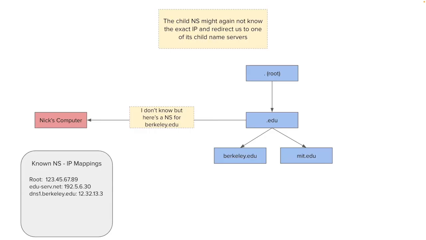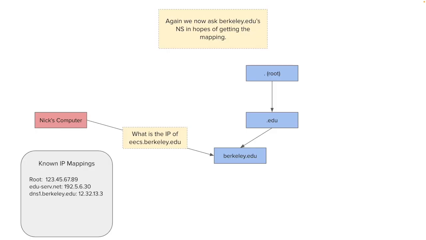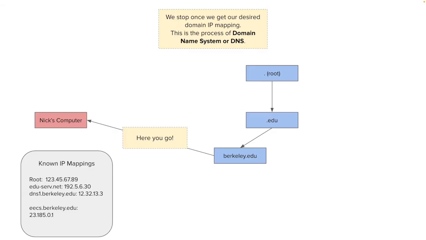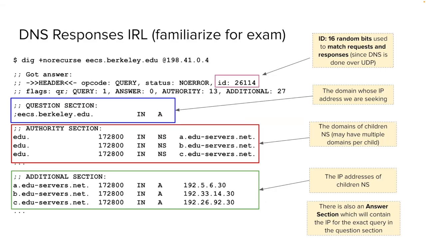So that's for berkeley.edu, and then you talk to Berkeley, and x.berkeley.edu is right under Berkeley, so Berkeley knows the IP. Berkeley says, here you go, take this IP, and then the next computer takes these and caches them. Now going back to the original question, this is what the DNS response looks like.